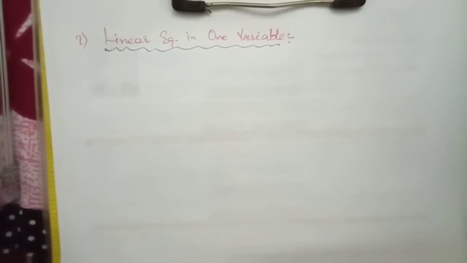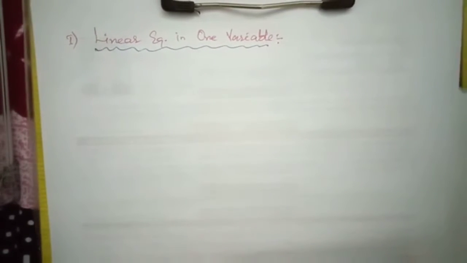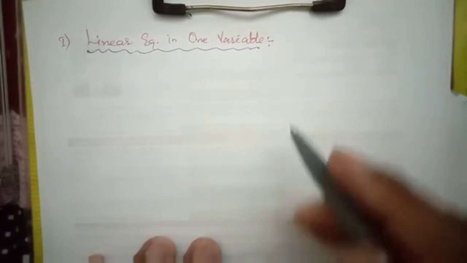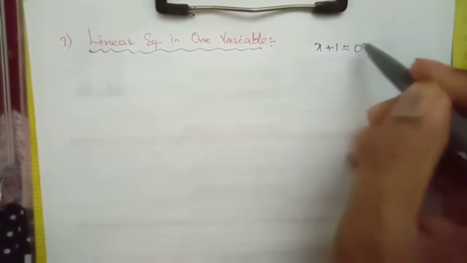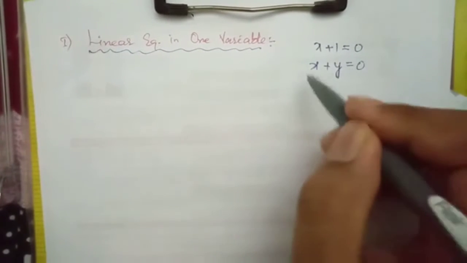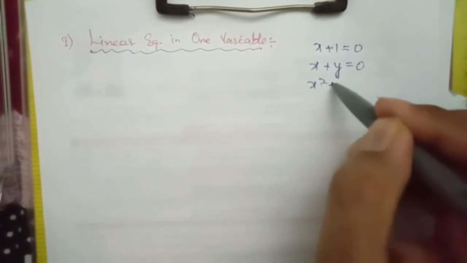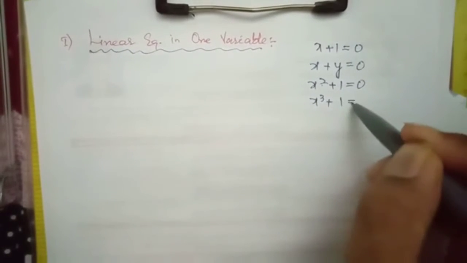Now we will try to understand a few types of equations. Starting in the 8th class, we have read about linear equation in one variable. We will try to understand what this linear equation in one variable is. I will give you some examples first. I will write x plus 1 is equal to 0, x plus y is equal to 0, x square plus 1 is equal to 0.